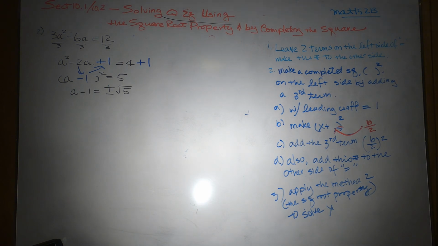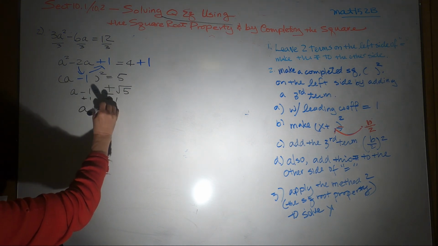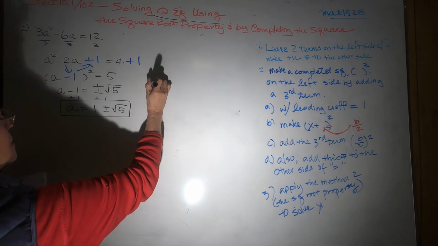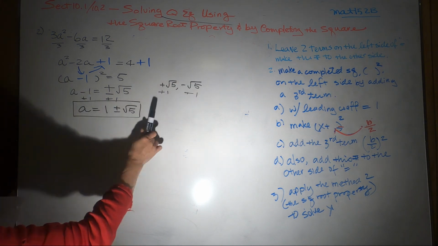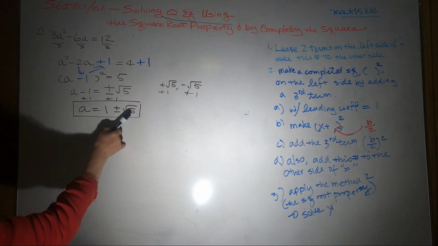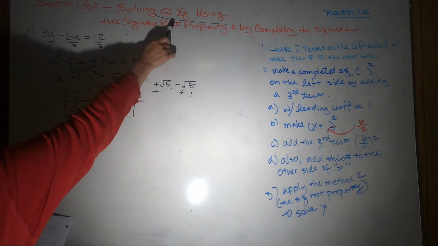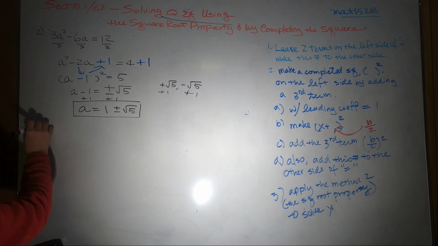Then, how do you write your answer? You need to add 1 on both sides. A becomes what? 1 plus minus square root of 5. Right? Because you have square root of 5 and negative square root of 5. You add 1. Add 1 would be what? 1 plus square root of 5 and 1 minus square root of 5. Right? That's how we do the third method to solve quadratic equations, using the completing the square method. Okay?